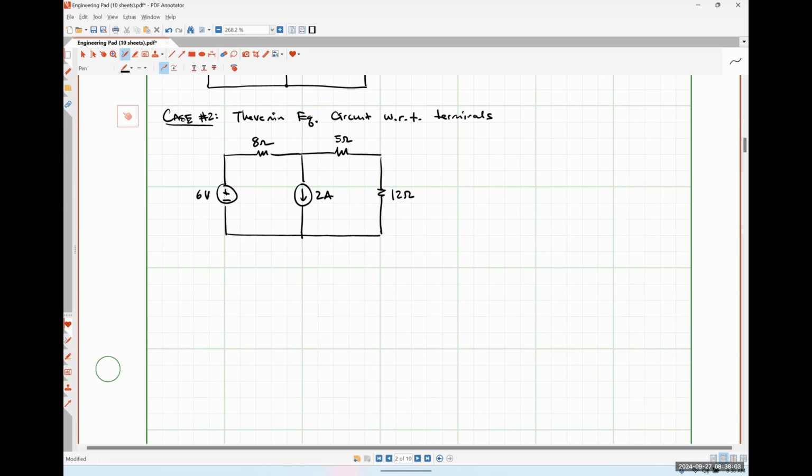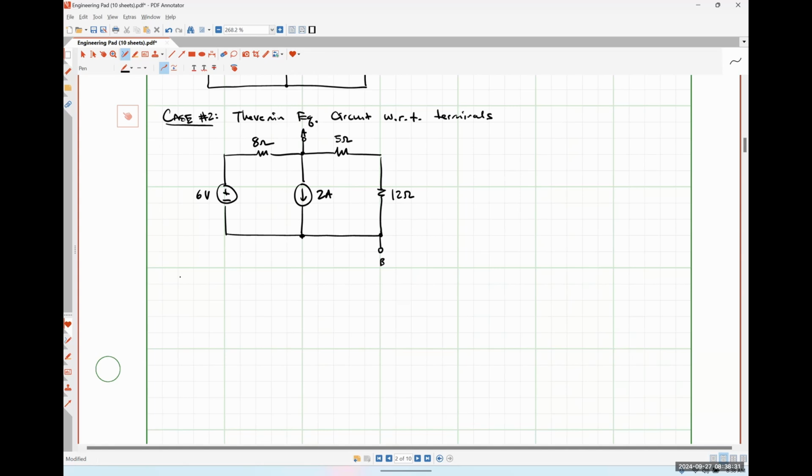And just to make this goofy and annoying, I'm going to put terminal A here, and terminal B down here. I'll leave it there. All right. So this is our circuit that we're finding the Thevenin equivalent with respect to now, right?